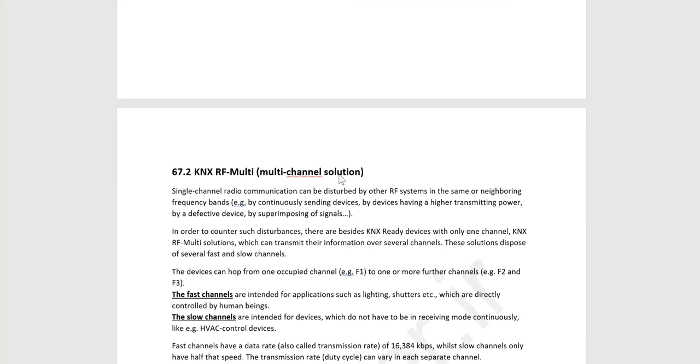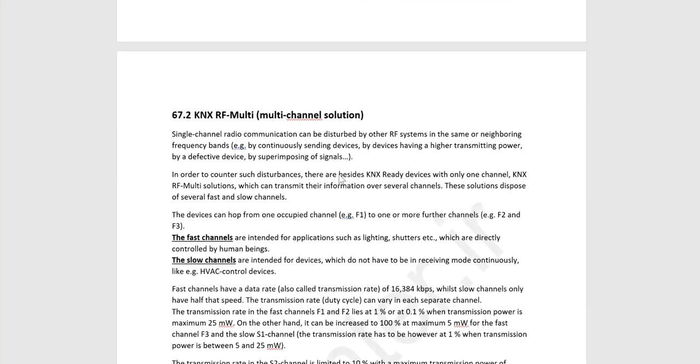So, how about the multi-channel solution? Single channel radio communication can be disturbed by other RF systems in the same or neighboring frequency band. In order to counter such a disturbance, there are, besides KNX radio devices with only one channel, KNX RF multi-channel devices, which can transmit their information over several channels. This solution disposes of several fast and slow channels, so it includes a fast channel and a slow channel.